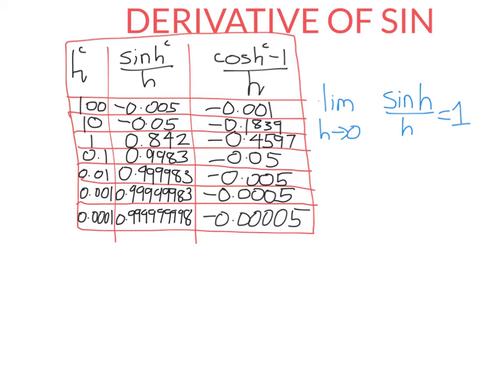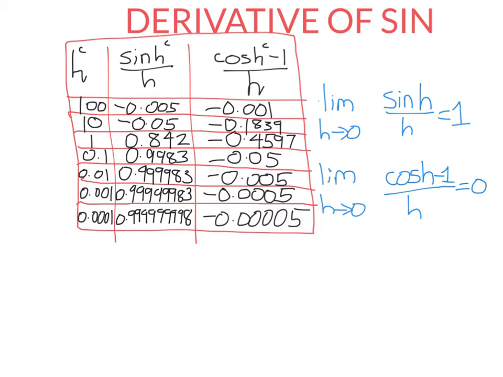So we didn't need to do any complicated maths to figure this out. All I did was I just substituted values of h over and over again and made them closer and closer to 0. So h is getting closer and closer to 0. This thing that I put on my calculator is getting closer and closer to 1.